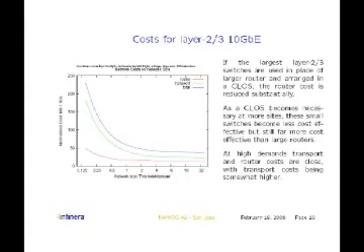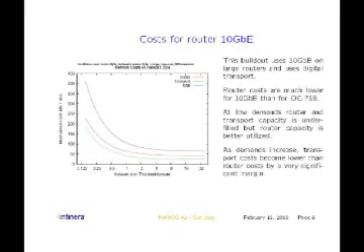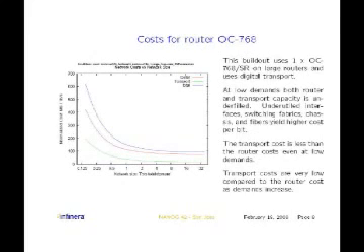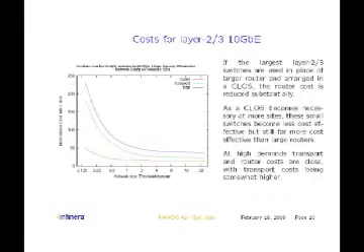However, your router cost goes way down. So in this case, your transport costs dominate. In the other cases, the router costs dominate. Here the red line is the router cost and the green line is the transport cost. Again, with the OC768, it's more dramatic.